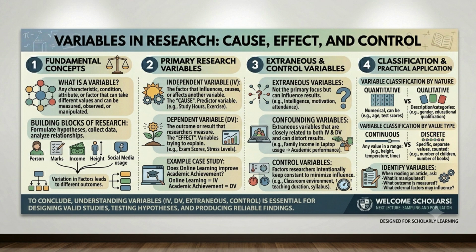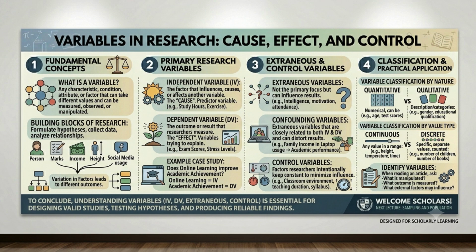For example, suppose a researcher wants to study whether study hours affect examination scores. In this case, the number of study hours is the independent variable because it is expected to influence academic performance. Similarly, if a researcher investigates the effect of exercise on stress levels, exercise becomes the independent variable. Think of the independent variable as the cause that may produce an effect.